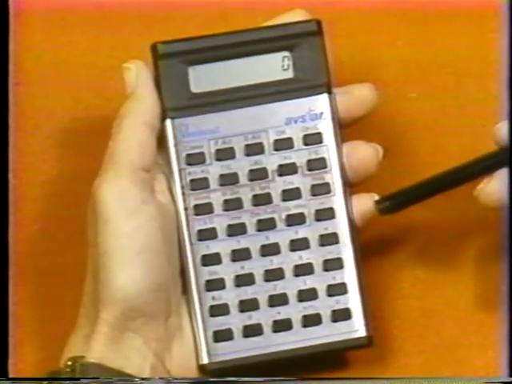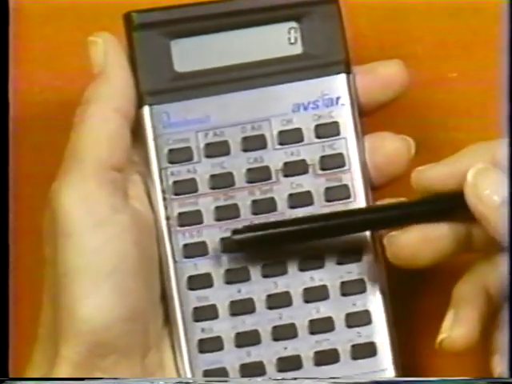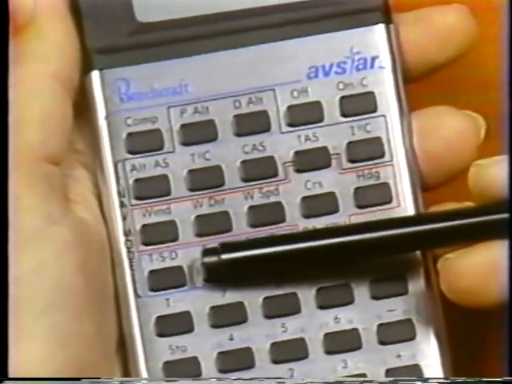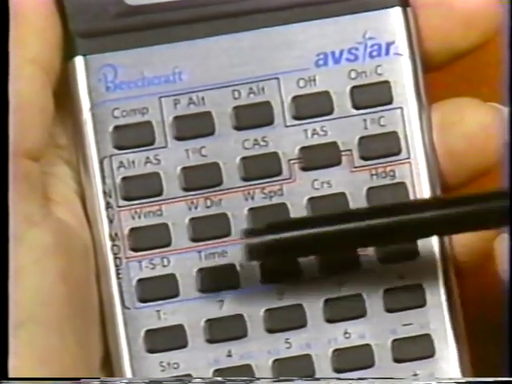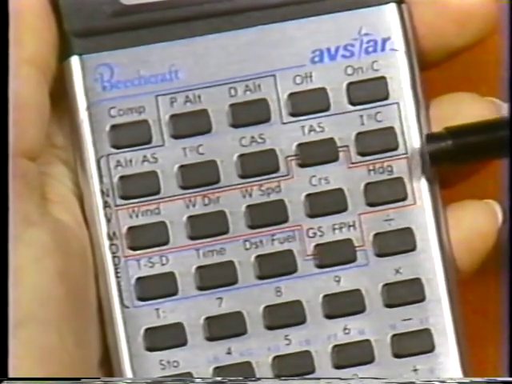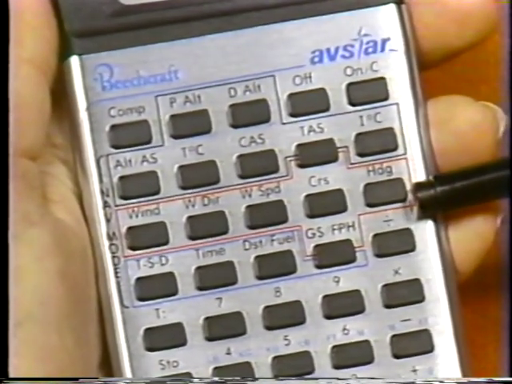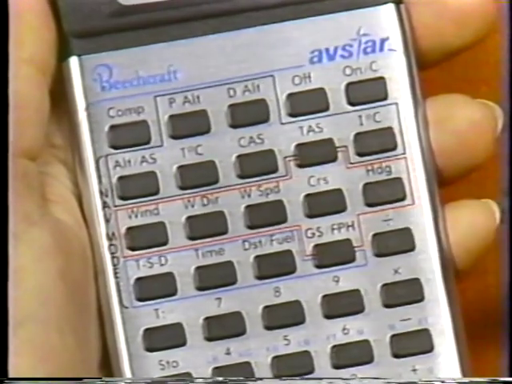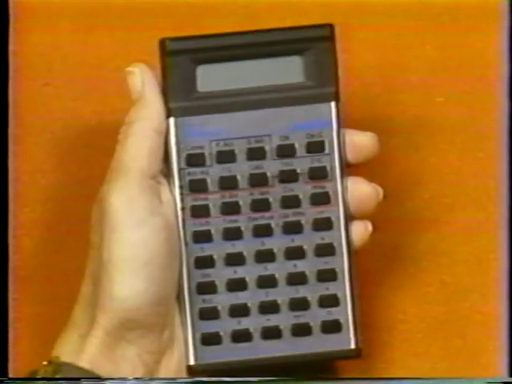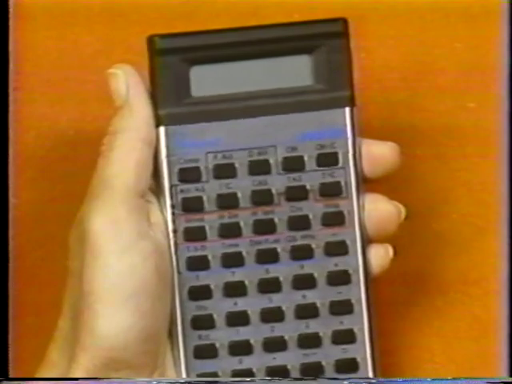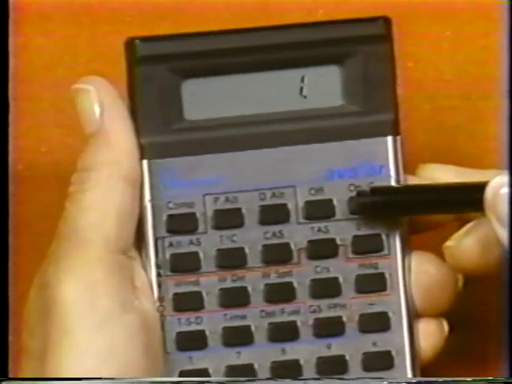The electronic computer will solve these problems with greater accuracy than a manual computer. Time, speed, distance, and fuel consumption problems can all be solved by placing the computer in the TSD mode. The colored boundary lines are not here for decoration. They outline the data you will need to work problems in each of the three modes. Before we try a problem, let's turn on the computer. To do this, press the On Clear key.